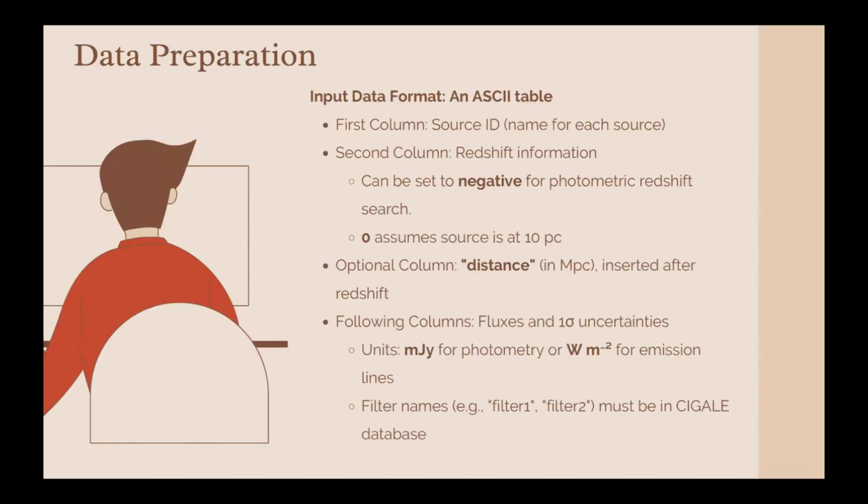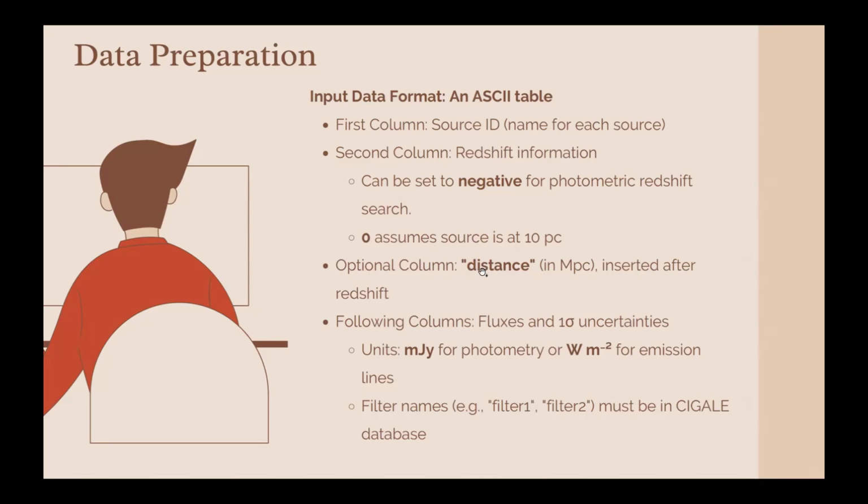So what's important, the data has to be in an ASCII file. So it has different columns. It has to be the source ID, then the redshift. It can be set to negative if you want to find the redshift. However, I don't recommend CIGALE to find redshifts. I think LePhare and EAZY are better, and Bagpipes, I think, people also use, are better to find redshifts because this one mainly focuses on the parameters.